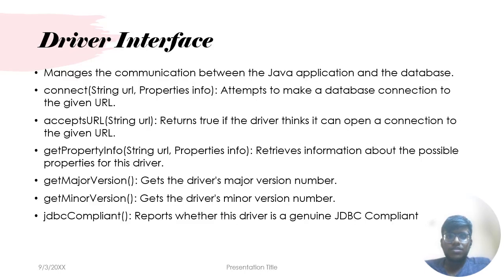The Driver interface manages the communication between the Java application and the database. connect(String url, Properties info) attempts to make a database connection to the given URL. acceptsURL(String url) returns true if the driver thinks it can open a connection to the given URL. getPropertyInfo retrieves information about the possible properties for this driver. getMajorVersion gets the driver's major version number. getMinorVersion gets the driver's minor version number. jdbcCompliant reports whether this driver is a genuine JDBC compliant driver.